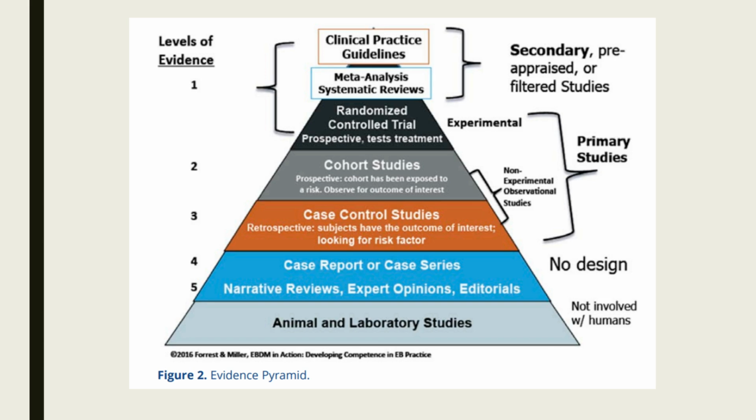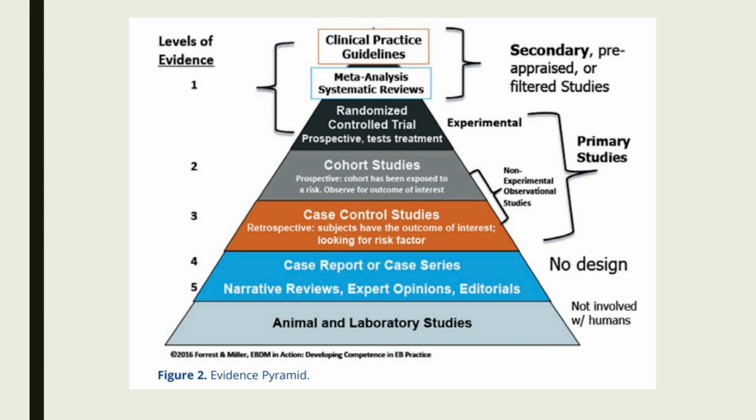The evidence pyramid shows the strength of evidence provided by different study designs. At the base, animal and laboratory studies provide important background knowledge but have limited applicability to humans. Next, case reports and case series describe individual or small groups of patients. They are useful for generating hypotheses but cannot establish causality.